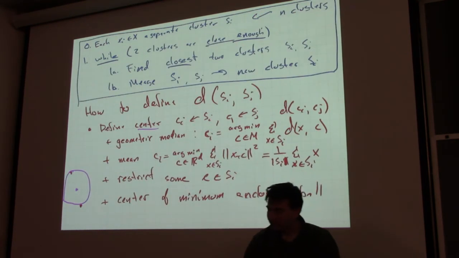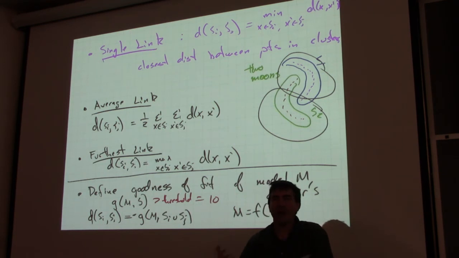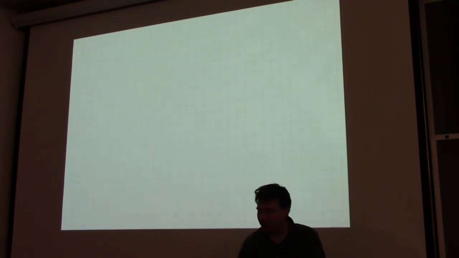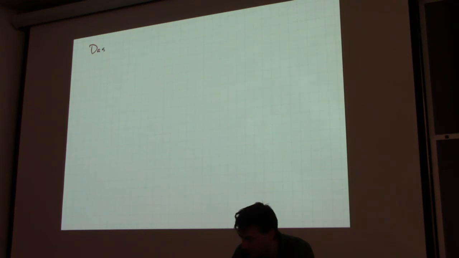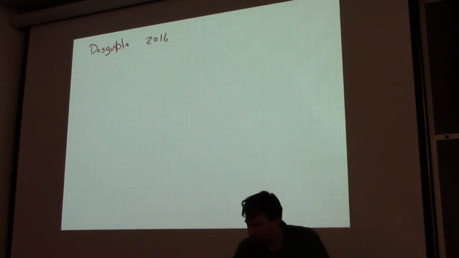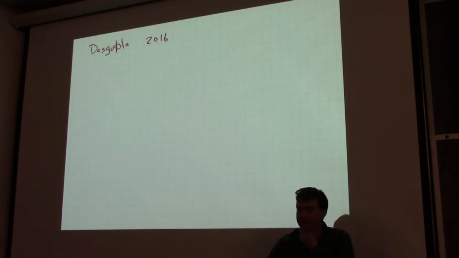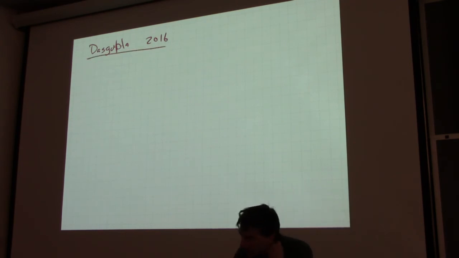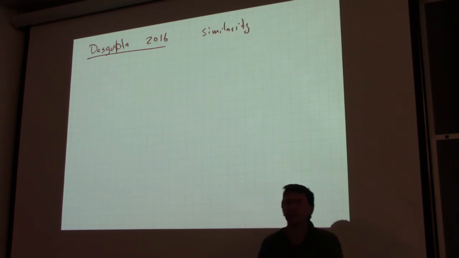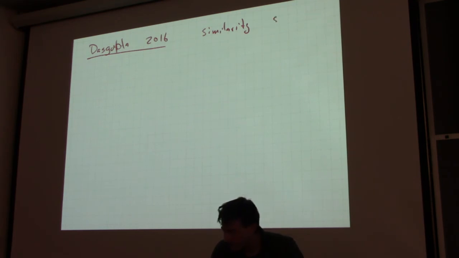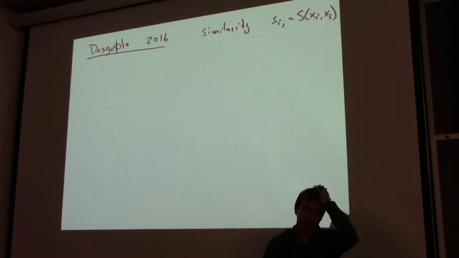For a long time, no one really said formally how to say how good the hierarchy is. There was a paper by Dasgupta in 2016, which had a pretty nice way of defining this. Instead of a distance, it uses a similarity between points. We'll say s_ij is equal to some similarity function between x_i and x_j.